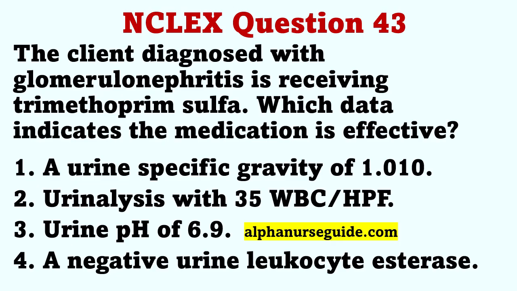Urine-specific gravity can indicate dehydration or water intoxication, but it will not provide information about a UTI. A microscopic value of 35 white blood count high power field indicates a UTI, not that the antibiotic is effective. The normal value is less than 5 WBC-HPF. Normal urine pH is 5.0 to 9.0, but the pH does not evaluate a UTI.